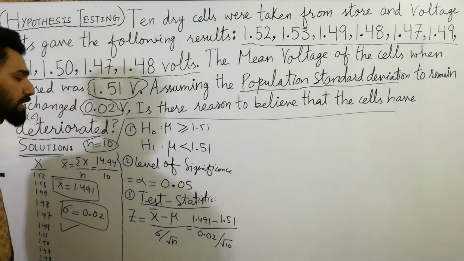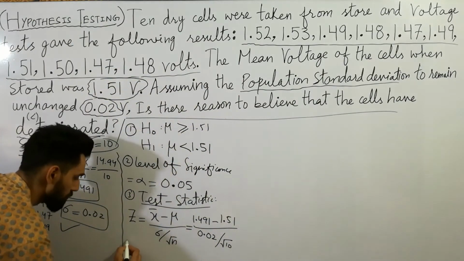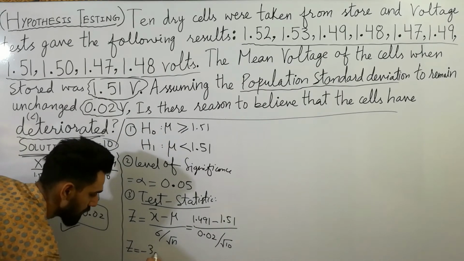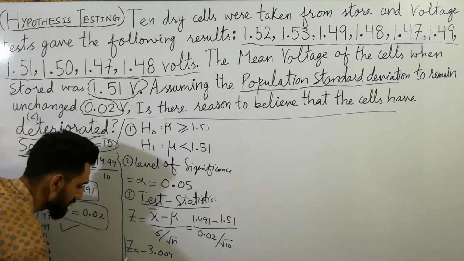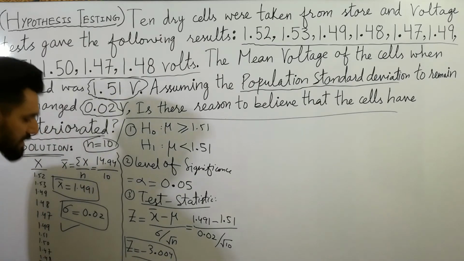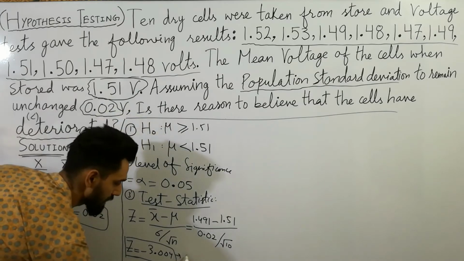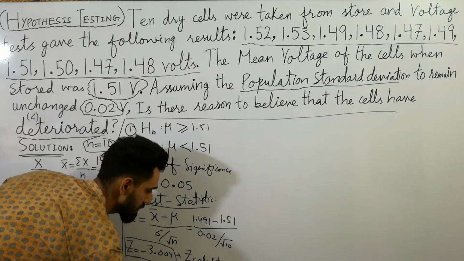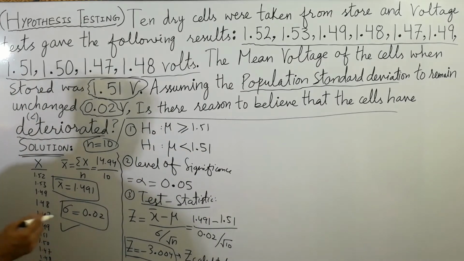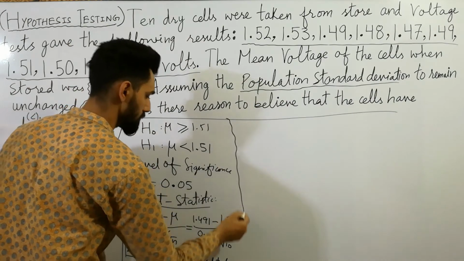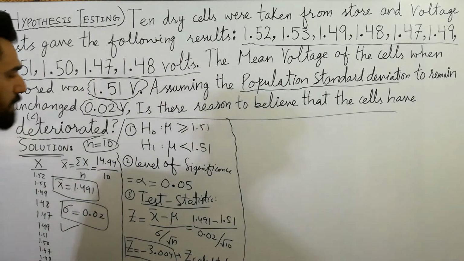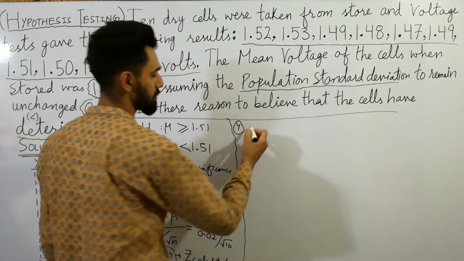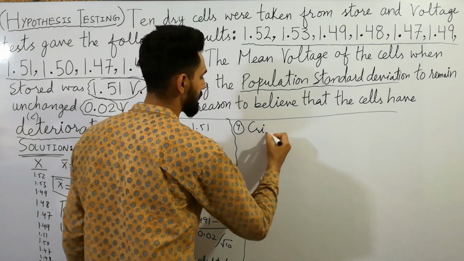By calculating this value, we will get the value of z, which is equal to minus 3.004. So I've calculated the value of z, which is minus 3. You can write here, this is the calculated value of z. This is the third step. Fourth step will be the critical region.